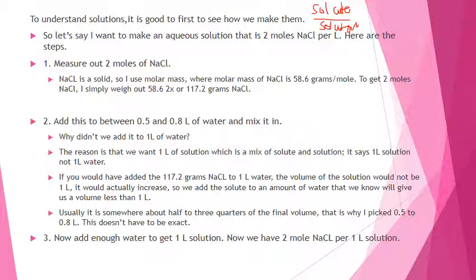So let's say I want to make this solution right here, where I have 2 moles of sodium chloride per 1 liter solution. Here are the steps. I measure out 2 moles of sodium chloride. Sodium chloride is a solid, so I have to know its molar mass, which is around 58.6 grams per mole. If I have 2 moles, I simply measure out twice that, 117.2 grams of sodium chloride.